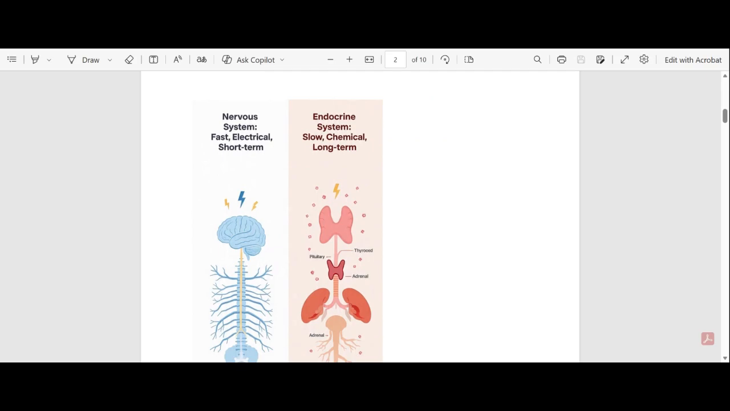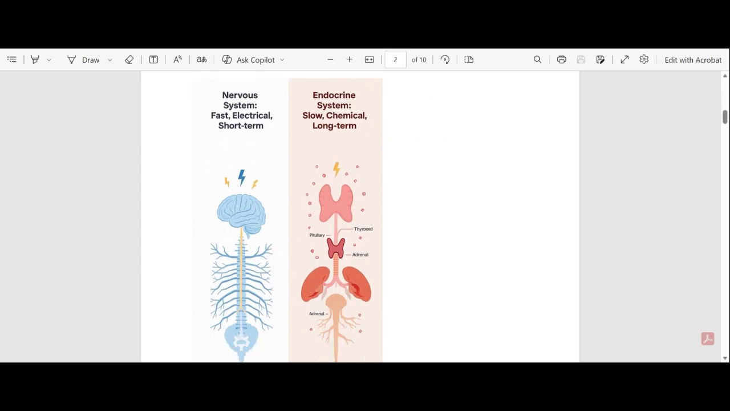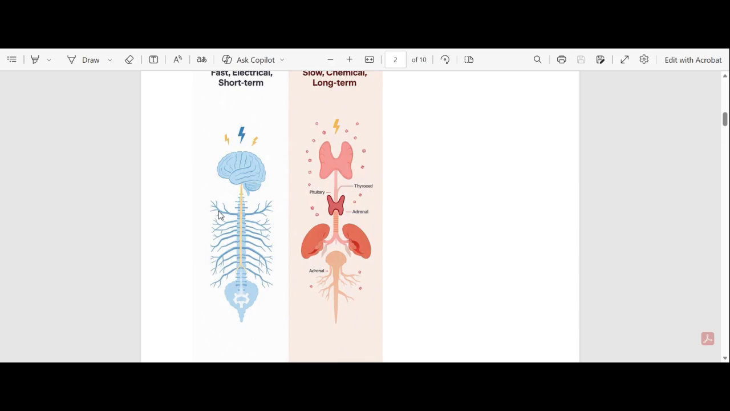So this is the difference between the nervous system and the endocrine system. This is the nervous system. Remember, the nervous system is composed of the brain and the spinal cord, right? The brain and the spinal cord. We call that the central nervous system, right? And anything outside the brain and the spinal cord forms part of the peripheral nervous system. So this is the nervous system as a whole.